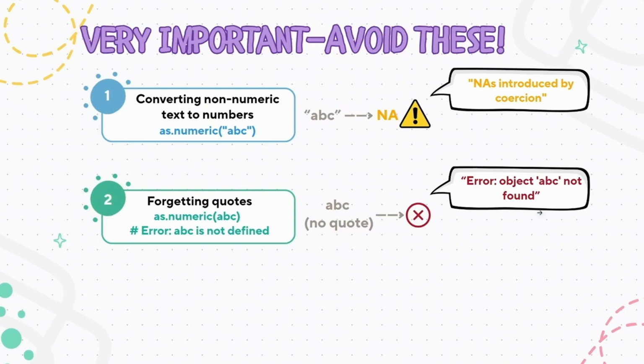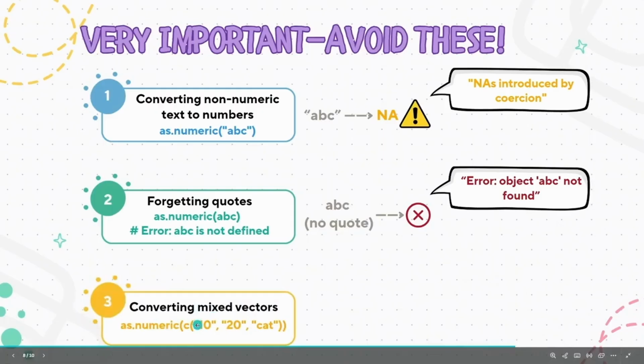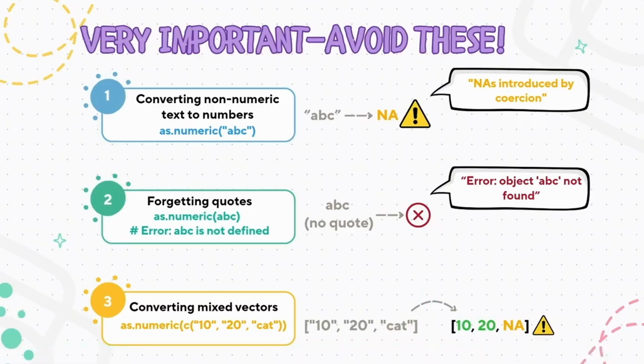And the next and final mistake is converting mixed vectors. If we have a vector that is just a collection of items as 10, 20, and then cat, as.numeric would convert the first two values, that is 10 and 20, since they are numeric values just wrapped inside quotes, but it would give us an NA value for the third item, that is cat. So these are the basic mistakes that beginners must avoid.